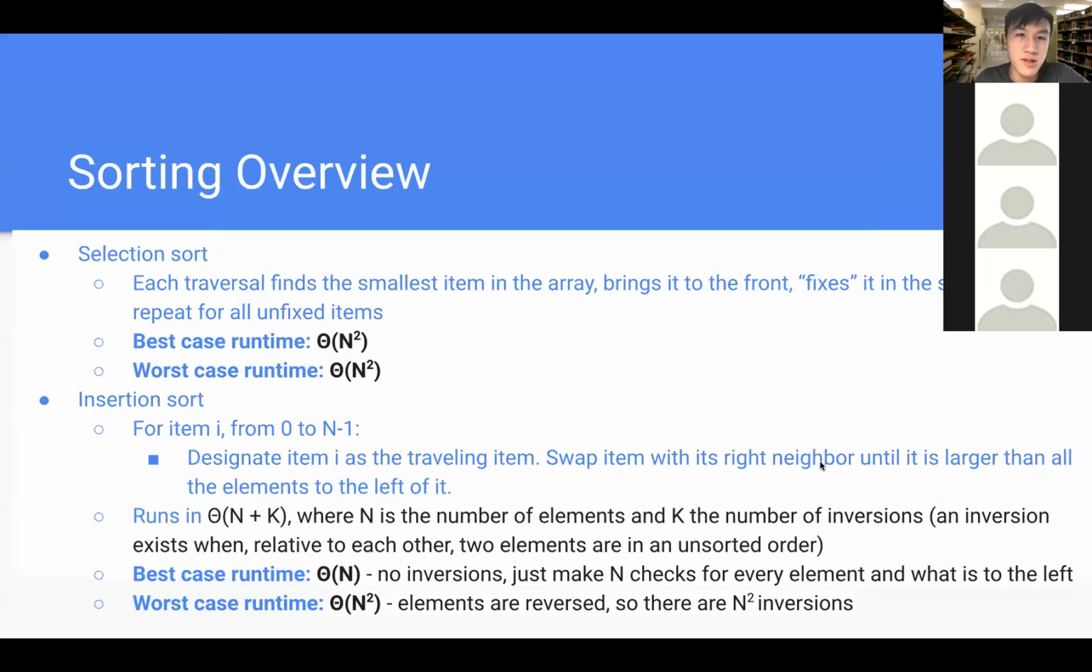So selection sort is essentially you traverse through the array from left to right, and then you look for the smallest element. Once you found it, you place it to the leftmost side or the front of the array. So in the first situation, what you're gonna have is an unsorted array.